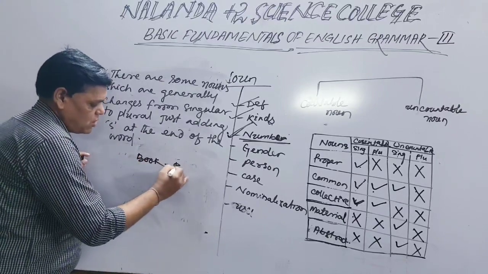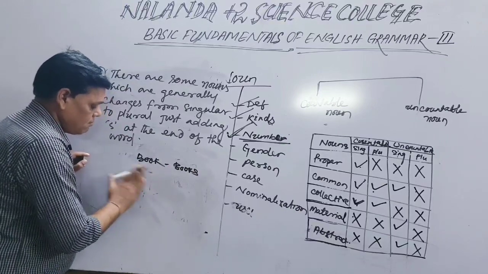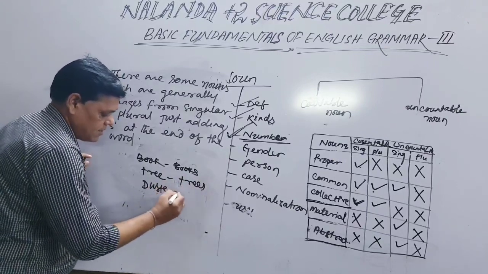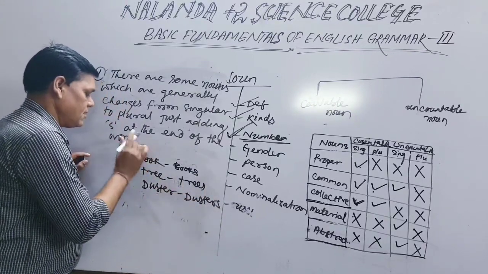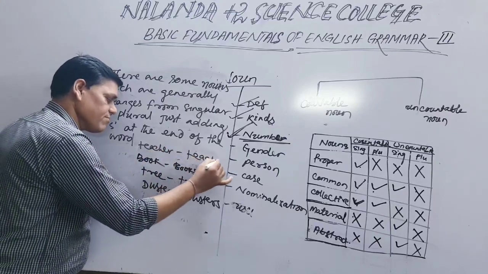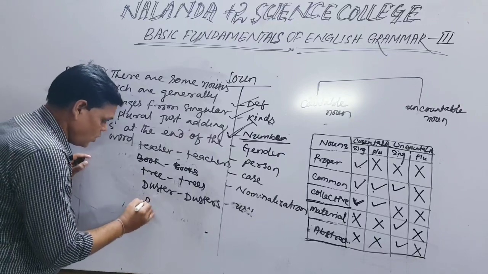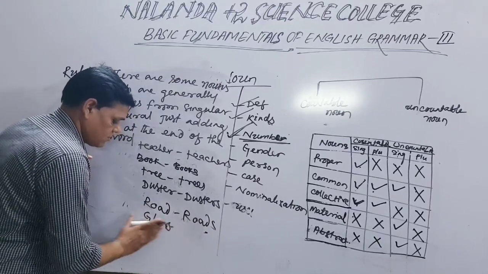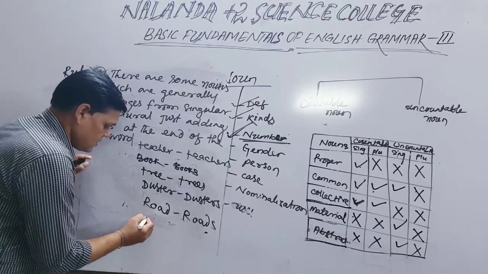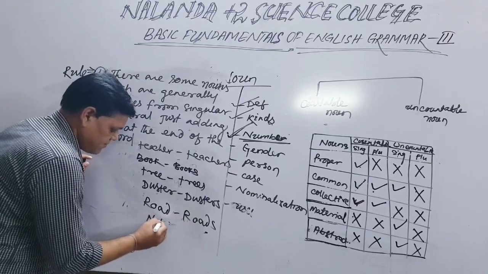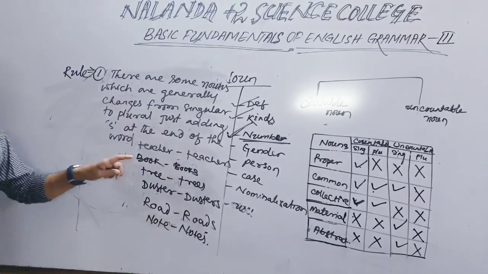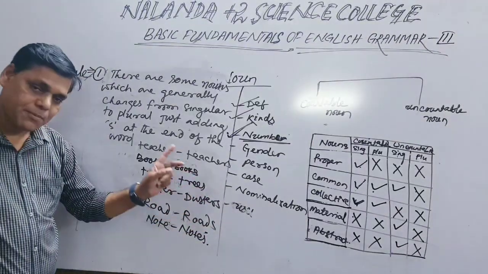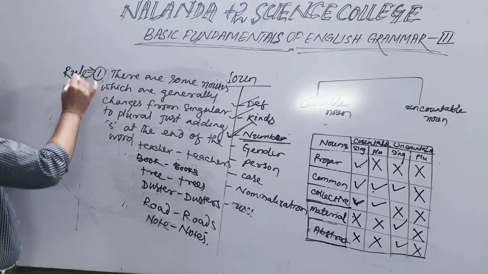Book, books, tree, trees, duster, dusters, teacher, teachers, road, roads, glass, note, notes, etc. Look students, simply s is added at the end of each word while we are changing it from singular to plural. It is done. Let's go to the second rule.